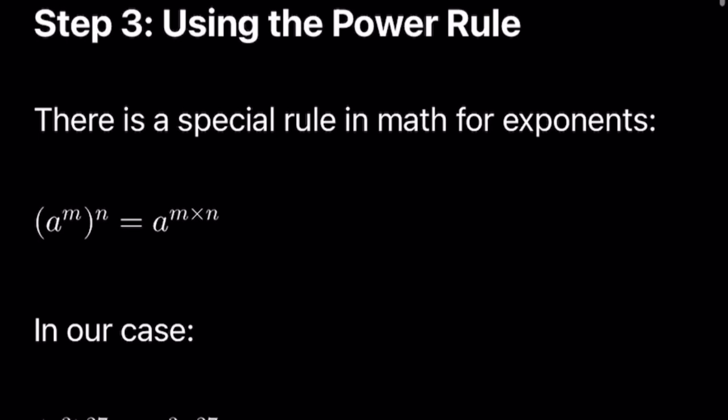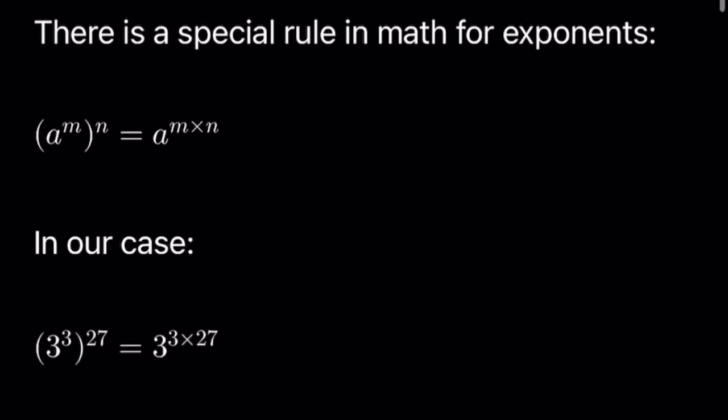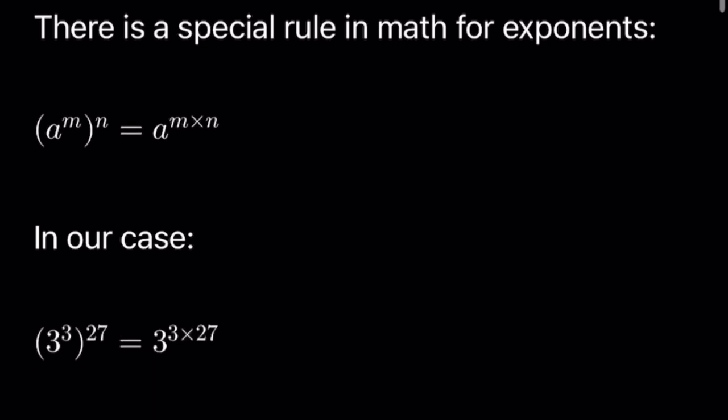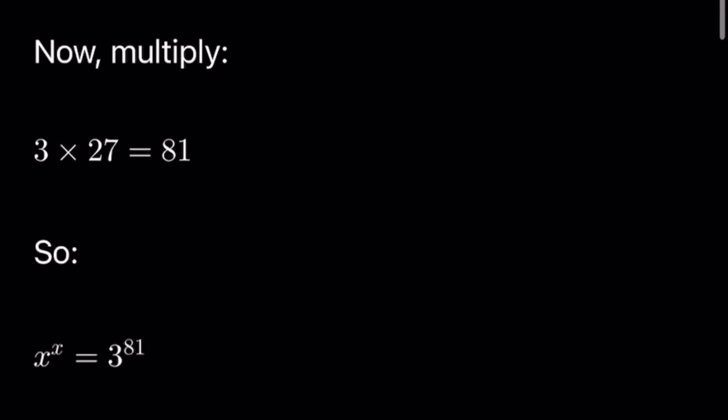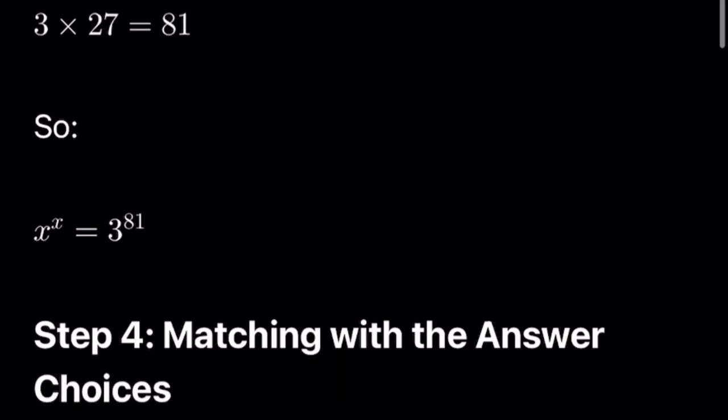Step 3. Using the power rule. There is a special rule in math for exponents: (m^n)^n equals m^(m times n). In our case, 3 cubed to the power 27 equals 3 to the power 3 times 27. Now multiply. 3 times 27 equals 81. So, x^x equals 3^81.